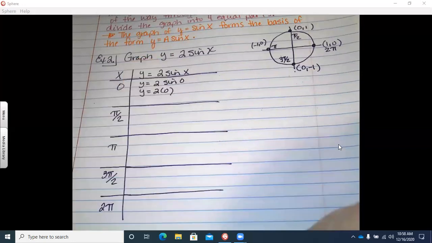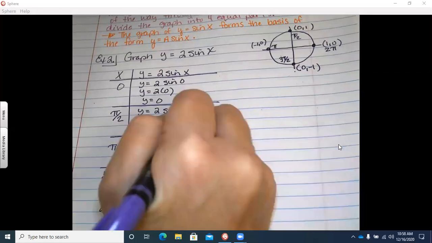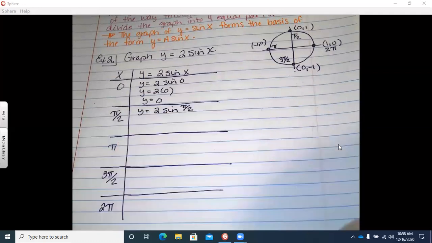Now let's find y equals 2 times the sine of pi halves. Well, what's my sine at pi halves? 1. So that would be 2 times 1, because the sine of pi halves is 1. What do we get? 2. So we're going to graph that ordered pair at pi halves. We are at 2. Same thing for pi. y equals 2 times the sine of pi. Sine of pi is what? 0. So 2 times 0 is 0.